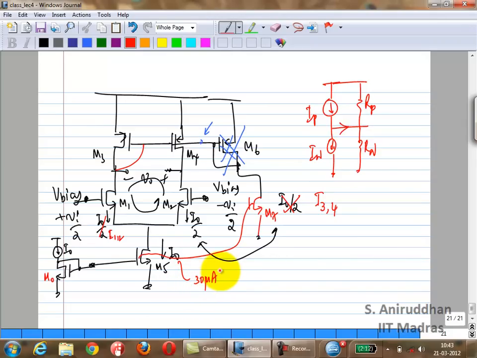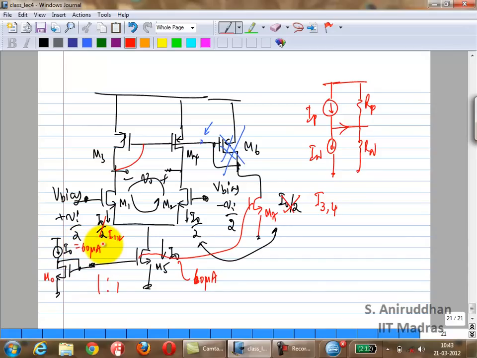Or in this case, let's say 60 microamps. We're going back to 30 through the PMOSes. What happens if there's a mismatch between M0 and M5? Let us say there's a 1% mismatch. Let's say this is supposed to be 1:1. What happens if there's a small mismatch?